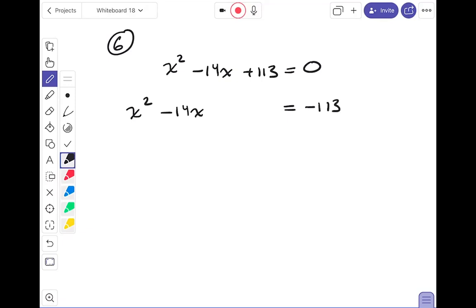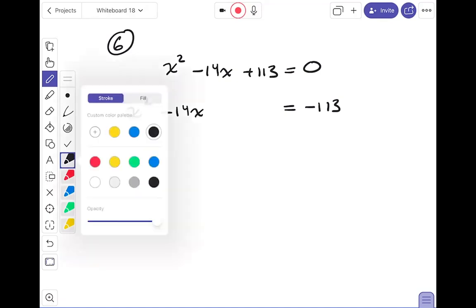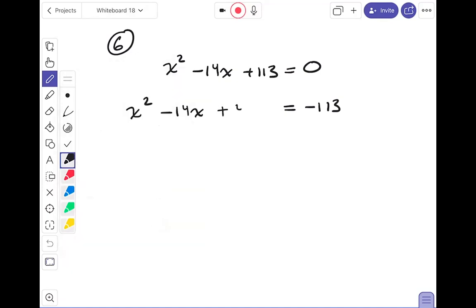Now, what are you doing? Well, the coefficient of the square term is 1, which makes it easy for me. The coefficient of the linear term is minus 14. Half of that is minus 7. Square minus 7, you get 49. And you're going to add 49 to both sides now. All right, what do you get there?